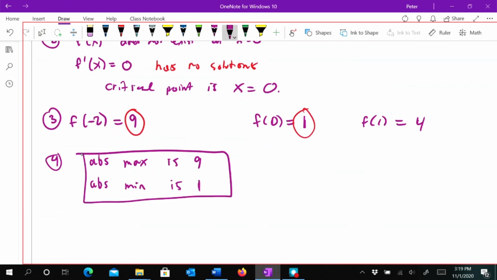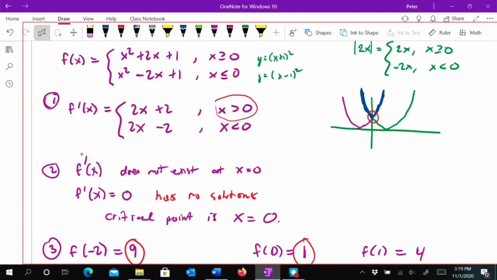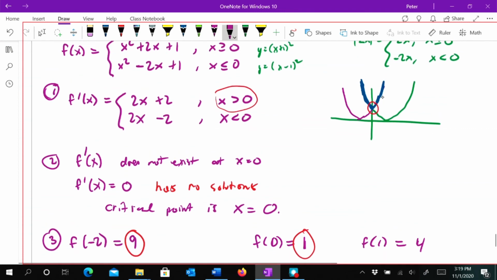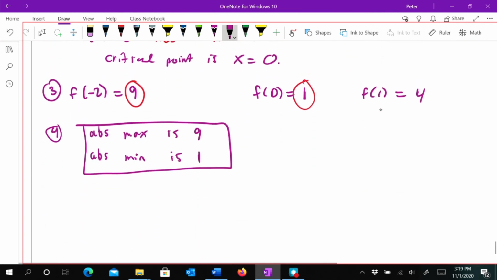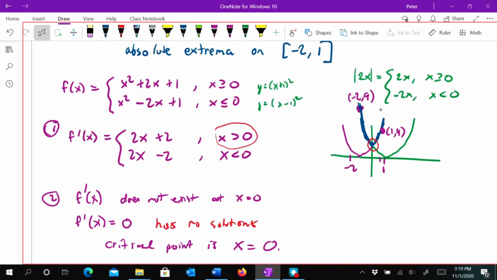An incorrect answer, even though we can certainly find where this occurs, would be this: here we could say that at negative 2, that's the point where the absolute max occurs. And we could also say that at 1, this is the point 1, 4. We could say that those are the points where the absolute min and max occur. If I ask you for the absolute max and you answer negative 2 comma 9, that's a wrong answer.